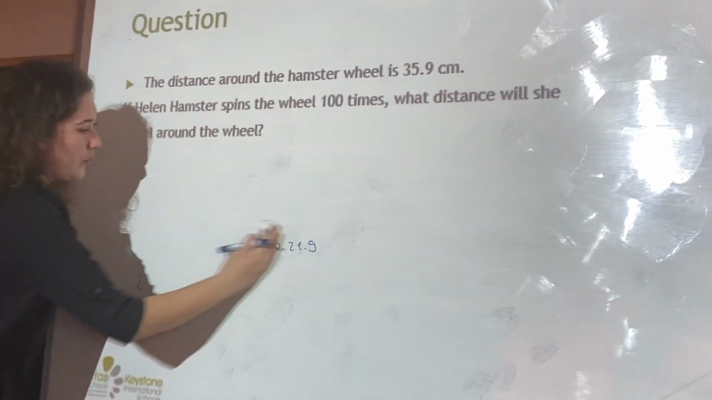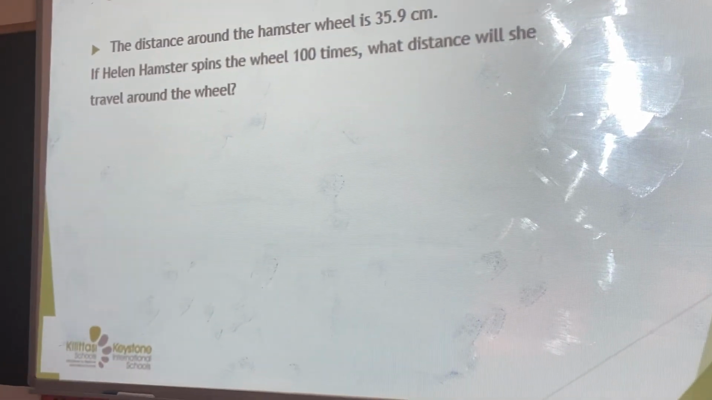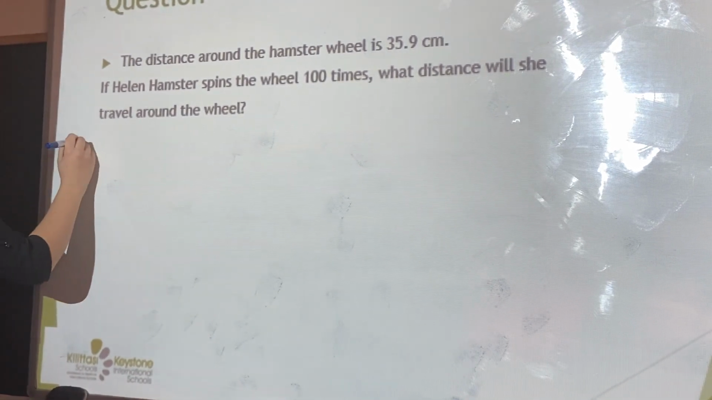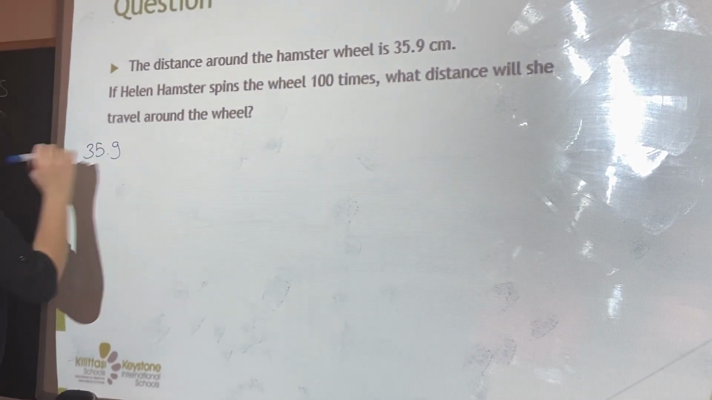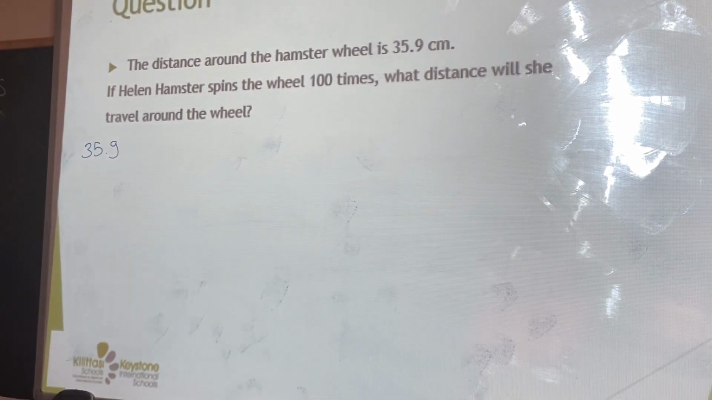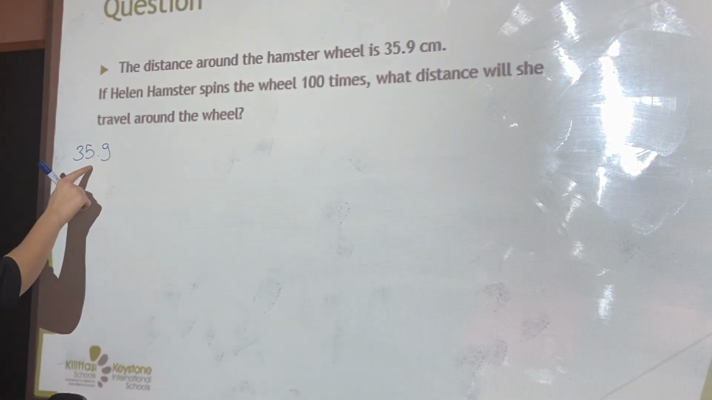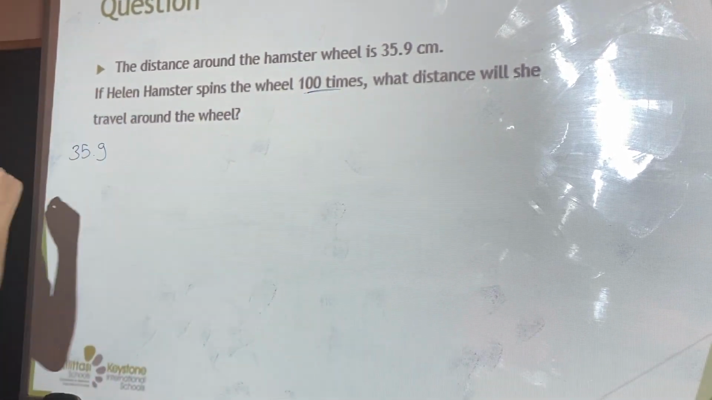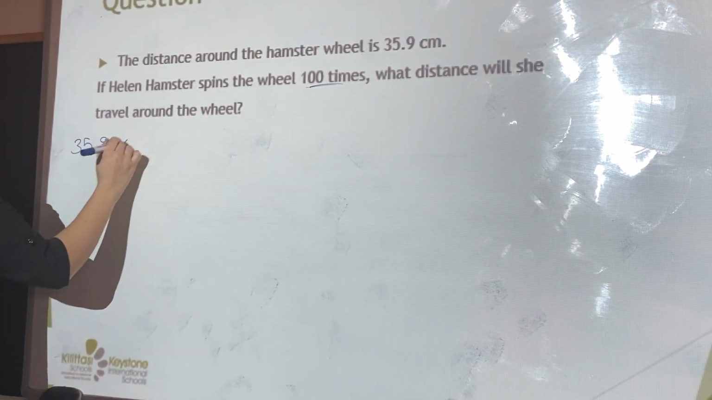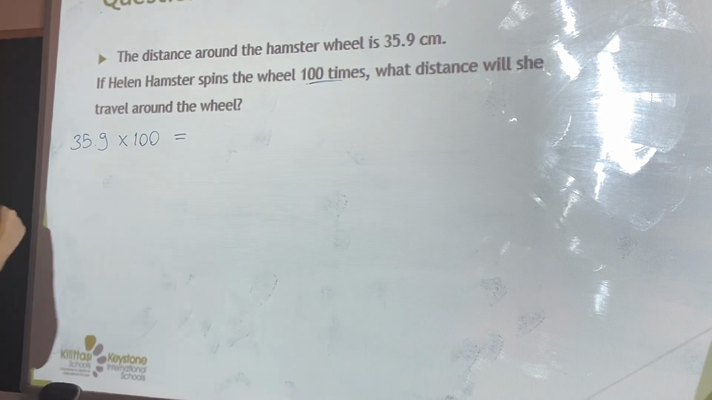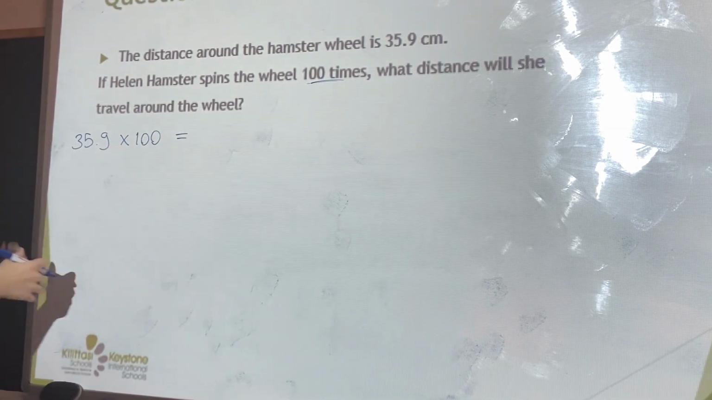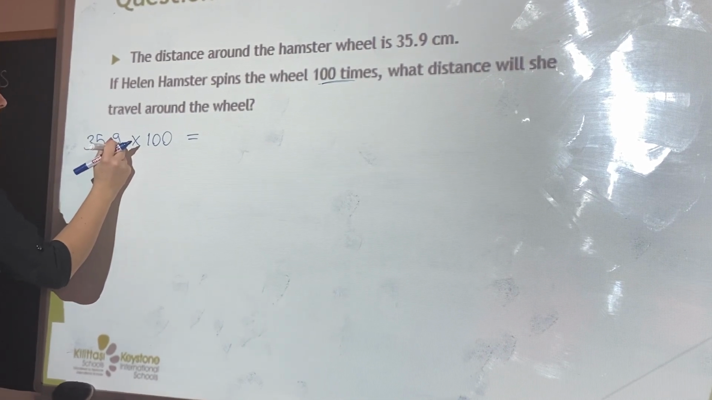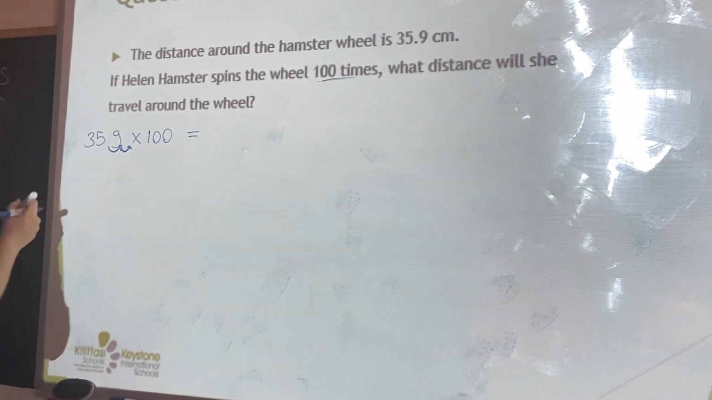We have another word problem. Let's take a look. The distance around the hamster wheel is 35.9. If Helen hamster spins the wheel 100 times, what distance will she travel around the wheel? If it's 35.9 for one turn and it spins 100 times, it's gonna be 100 times more than this. So 100 has 2 zeros. So I'm gonna move my decimal point 2 steps.